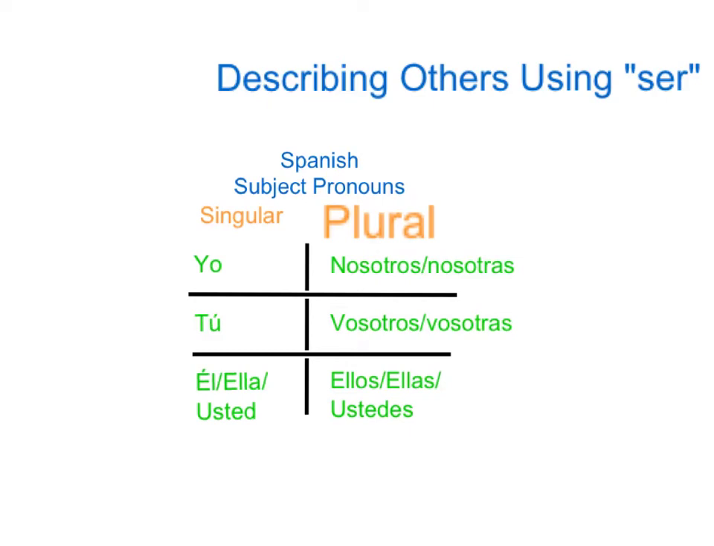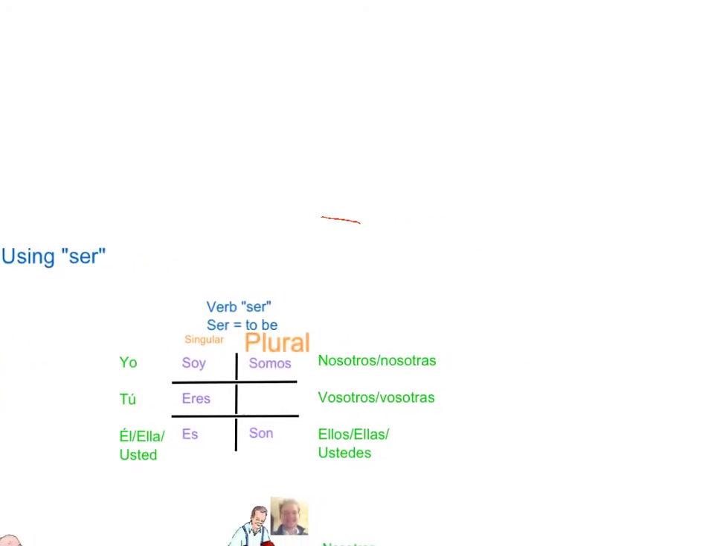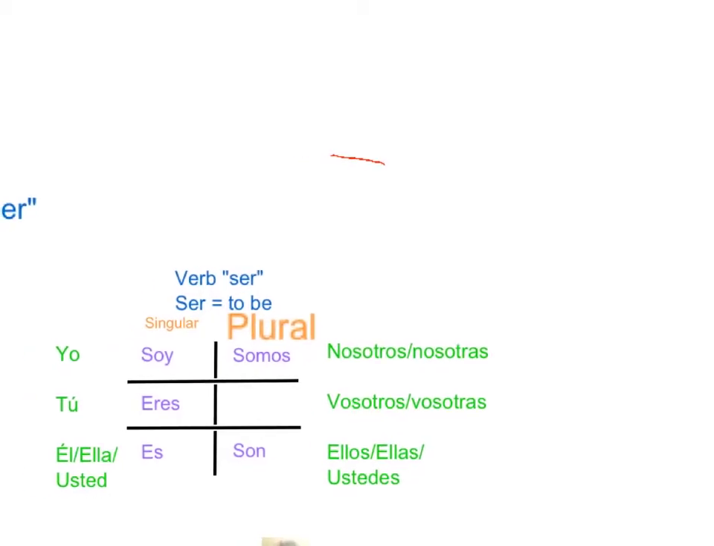Now, you may be wondering what all that subject pronoun stuff has to do with describing other people. Well, if you take a look, you'll notice that each subject pronoun actually corresponds with a form of the verb. I'm going to scroll over and zoom in a little bit so you can see exactly what that looks like. You'll notice that the subject pronoun yo goes with the verb soy.